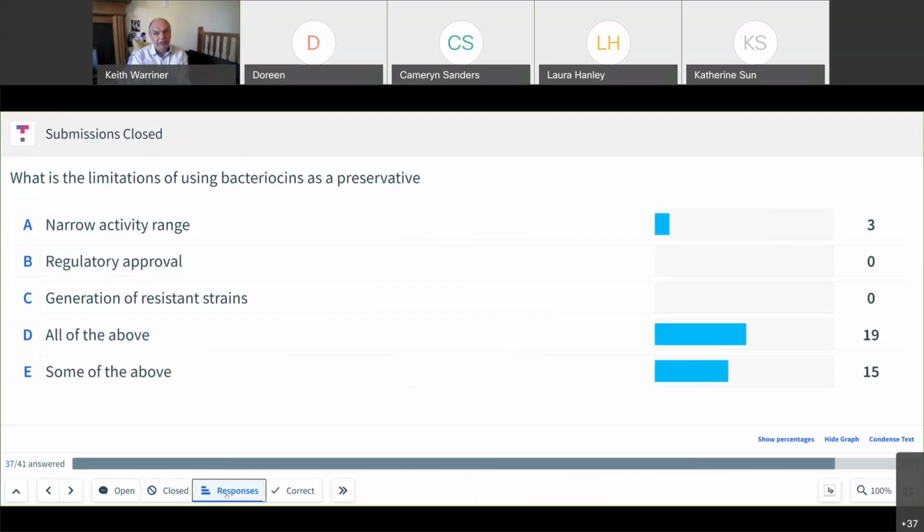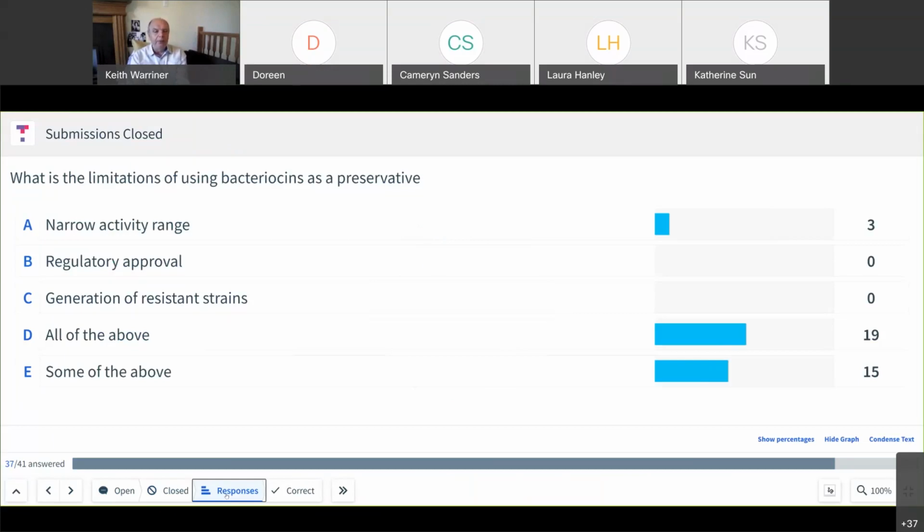Generation of resistant mutants is a problem, because, as I said, they need specific receptors. And if those receptors are basically modified, they get resistant. So, a bit like bacteriophage, you get this natural resistance establishing. Now, where you're right and you're wrong at the same time is regulatory approval.